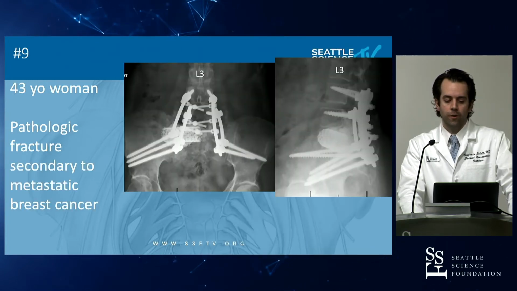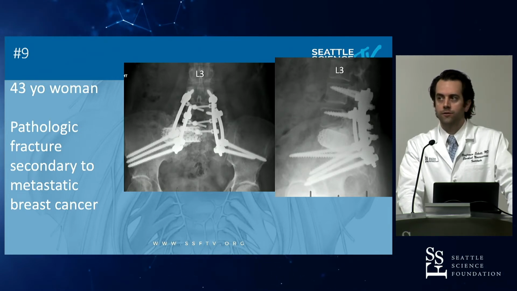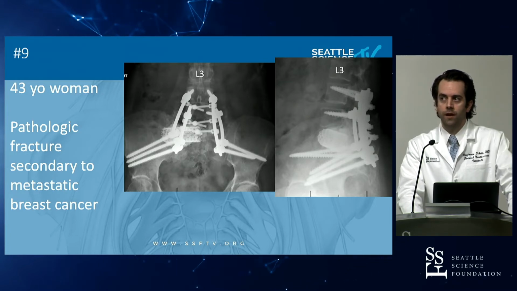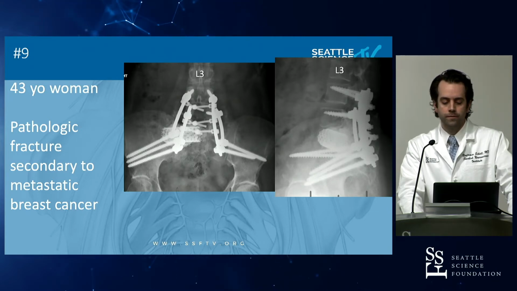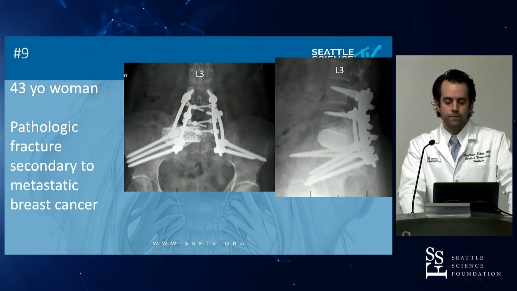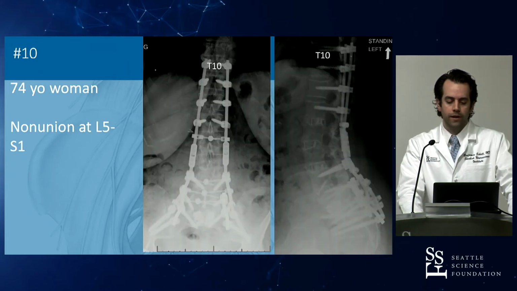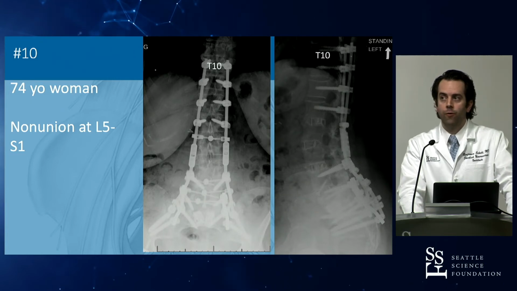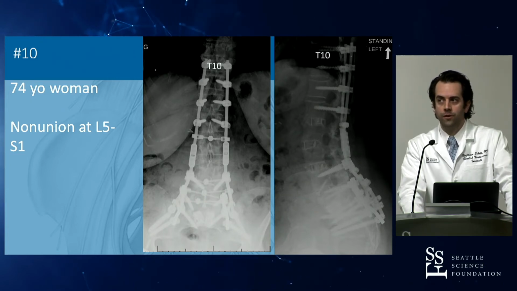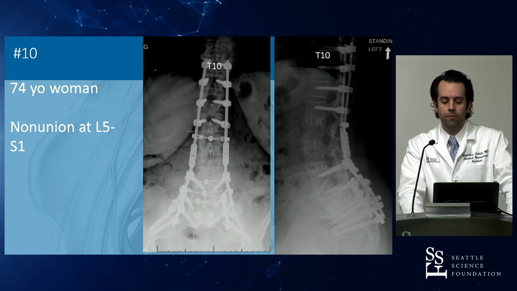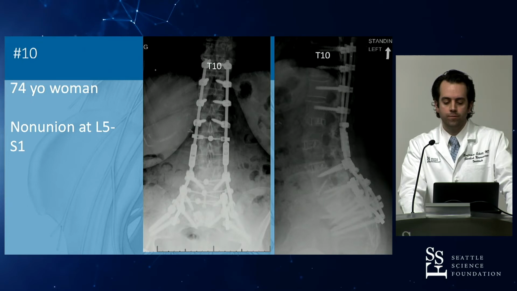And then here on the number 9 case, 43-year-old woman, she had metastatic breast cancer, so she had a pathologic fracture down her low lumbar spine and sacrum, and then has L3 marked there on the films. All right, case number 10, halfway there. 74-year-old woman, again, had a non-union there at L5-S1, and then has the T10 vertebra level marked on her scans.